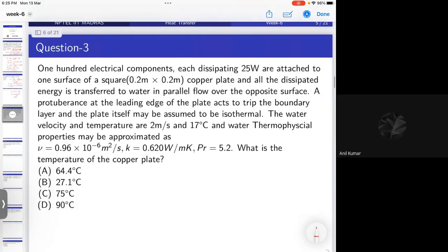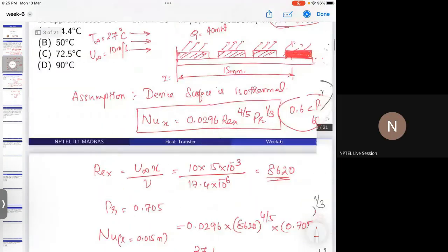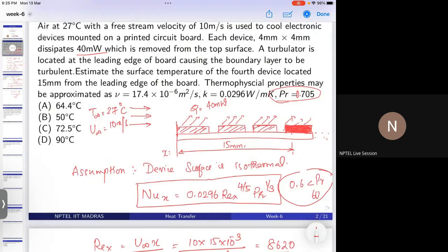But sir, why are we using here the local value of Hx? We should use the average, because this is the plate. On the plate, we are mounting these devices. So this device is independent. We have a plate and the heat transfer coefficient is varying along the plate. So this local heat transfer coefficient only matters for this fourth device.